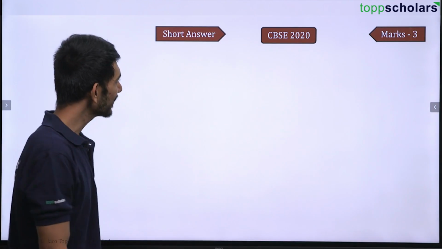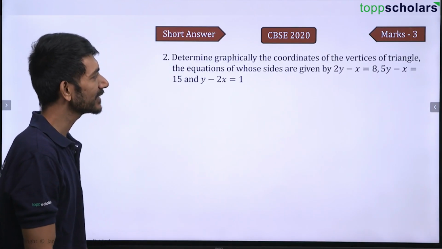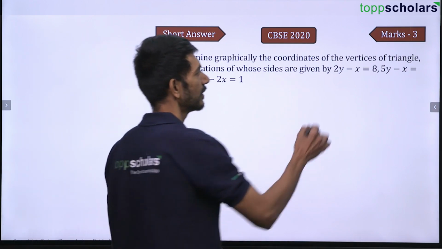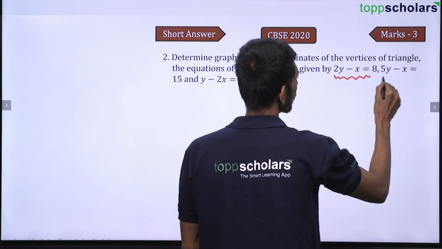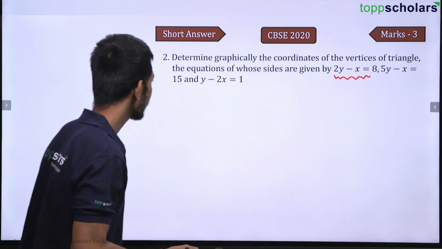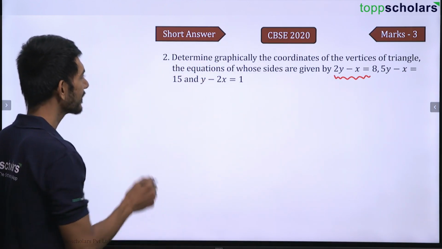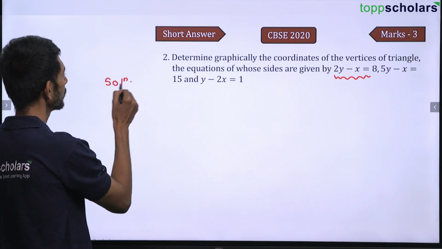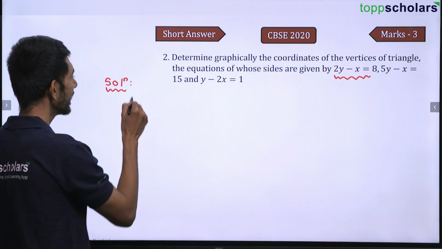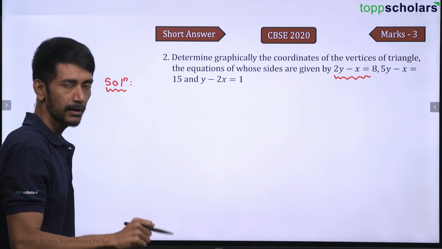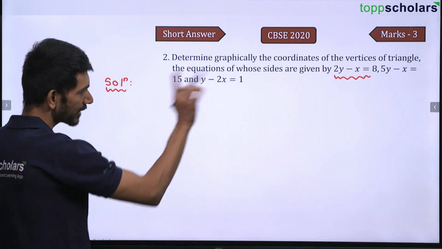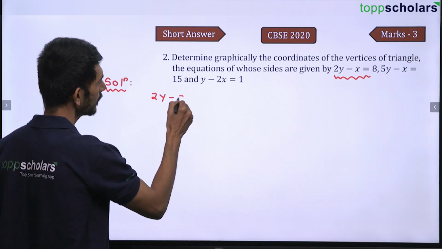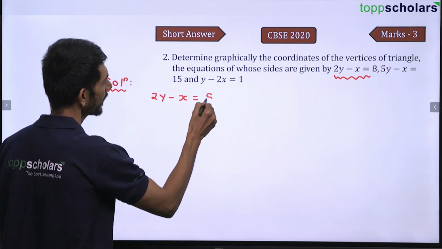Okay, let's see a new question. It says determine graphically the coordinates of the vertices of the triangle, the equations of whose sides are given by 2y minus x is equal to 8, 5y minus x is equal to 15, and y minus 2x is equal to 1. Now see, this is very simple. Firstly, I'll give you the hint and then we will draw the figure, that is the triangle. Let me pick up the first equation, that is 2y minus x is equal to 8.